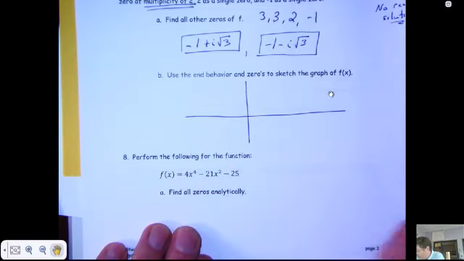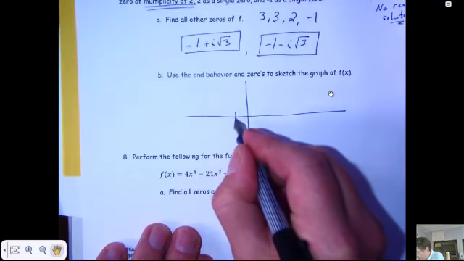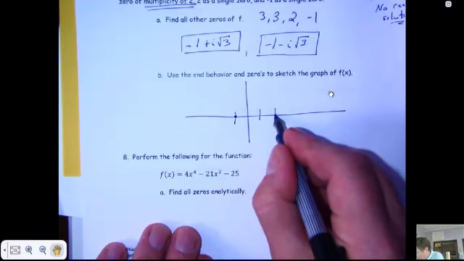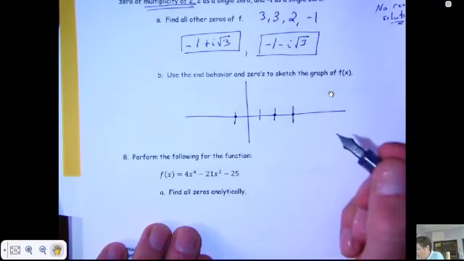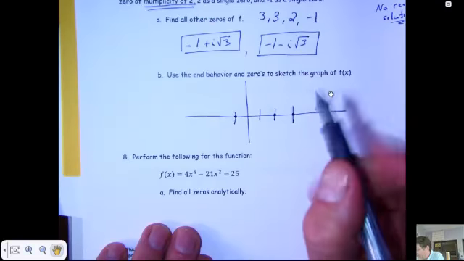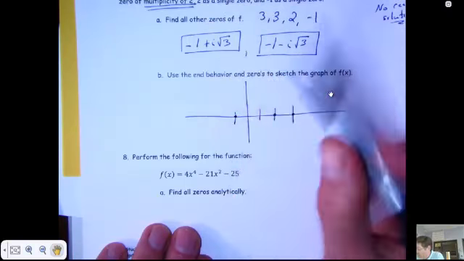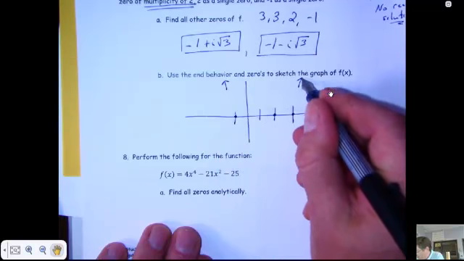So we have zeros then at negative 1, at 2, and at 3. And it only touches at 3. Right? Yeah, so my end behavior, since it's an even power and positive, both go up. So it's going to start there and end up.